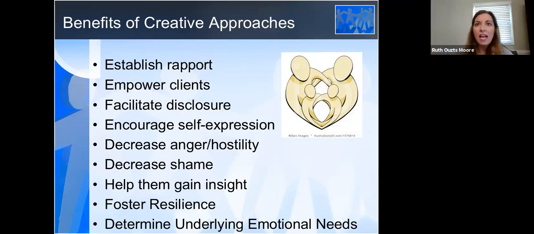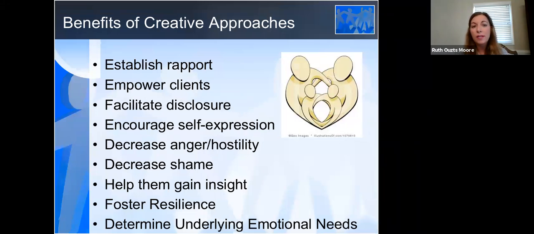Well, I was just going to add to that as well, that we also have to remember that sometimes a child can be the identified client. So, like the example you gave, Jordan, with yourself, Jordan might have been the identified client, but there certainly was a lot more going on in the family that might not have been initially disclosed. And so it's a nice segue into looking at some of the benefits of creative approaches.